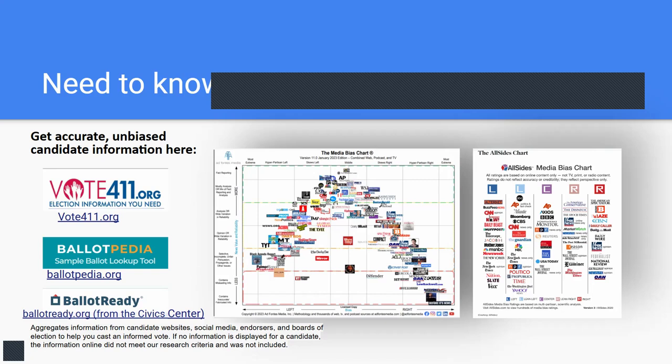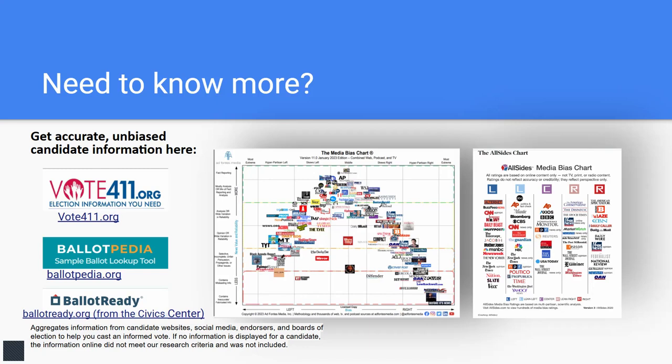And then they will have links that will lead you to a Wikipedia page or have links to their Facebook and their Instagram pages, so you can get information that they've put out there, just like Vote 411 does. And it can help you flesh out what you know about the candidates.